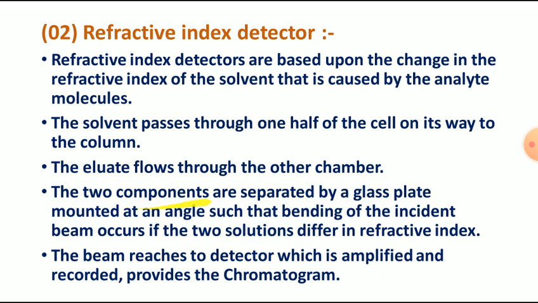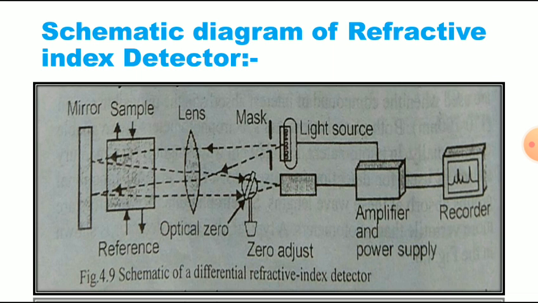The two components are separated by a glass plate mounted at an angle such that bending of the incident beam occurs if the two solutions differ in refractive index. The beam reaches the detector, which is amplified, and the recorder provides the chromatogram. That means at the end we are getting the chromatogram of all the separated components. So this is about the refractive index detector. We have seen the schematic diagram of a differential refractive index detector.